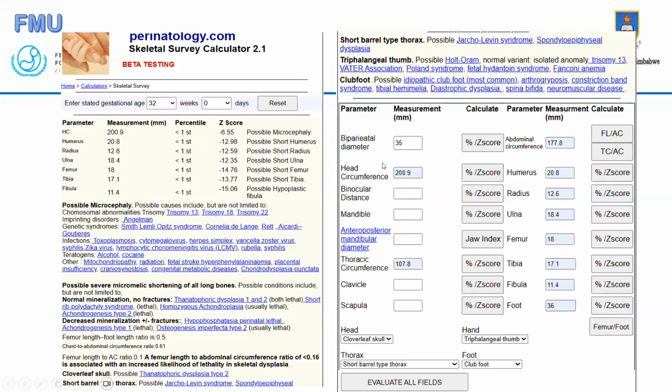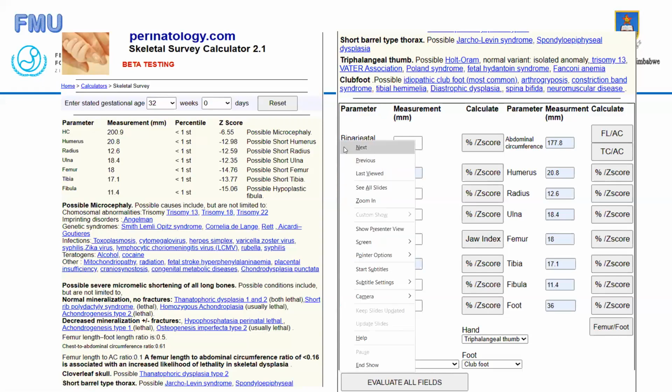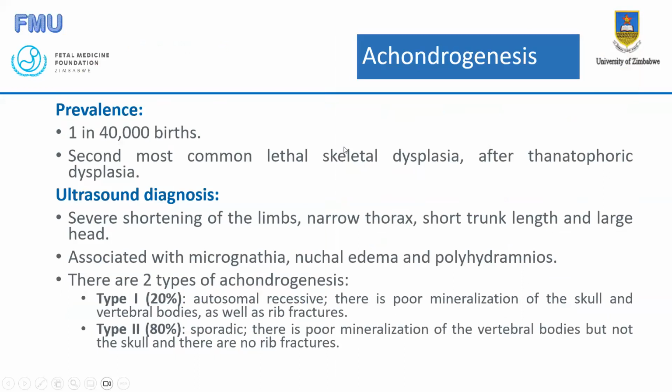Right, so I'll proceed. Now, I'll just go through the individual, the commonest ones. As you saw, there are probably more than 50 skeletal dysplasias. We are not going to go through all the 50. We'll probably go through 10 or so, which are more common, which you may likely come across. So achondrogenesis, the prevalence is 1 in 40,000.